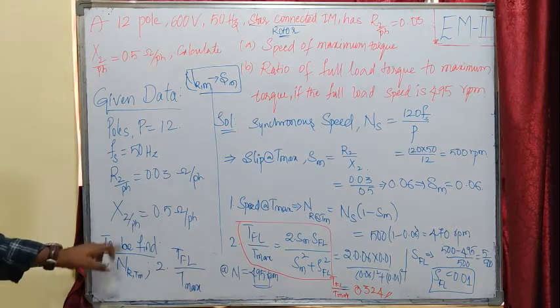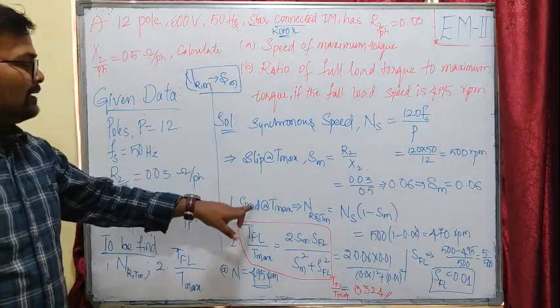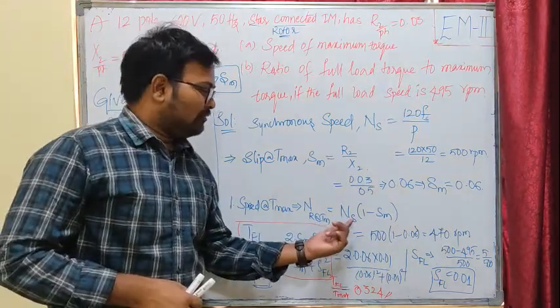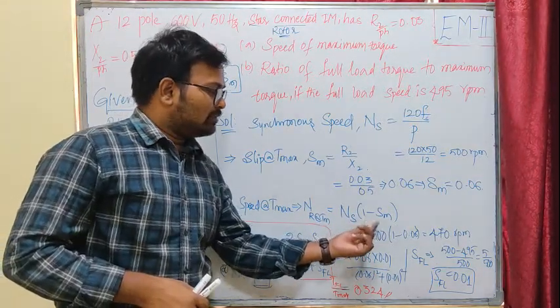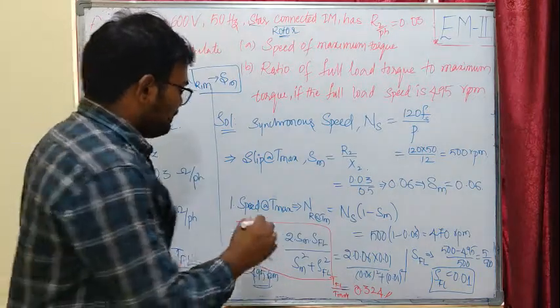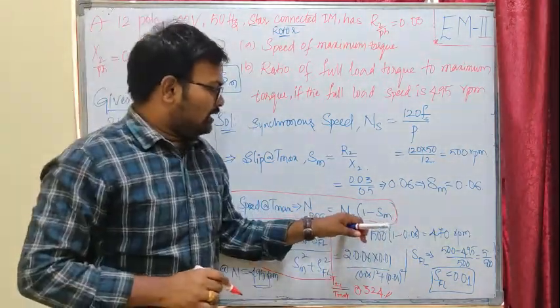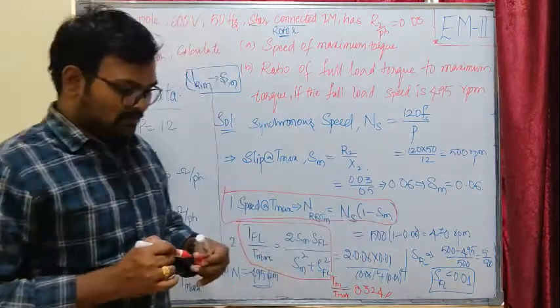So let us consider our first problem, that is the speed at maximum torque condition. I have to find the rotor speed at maximum torque condition. For that I have to calculate the synchronous speed and the slip at maximum torque condition. So this is my expression for speed at maximum torque condition. I have to find out the synchronous speed and the slip at maximum torque condition.